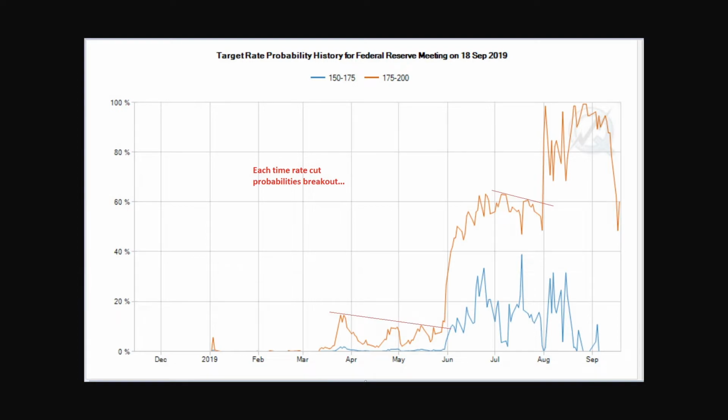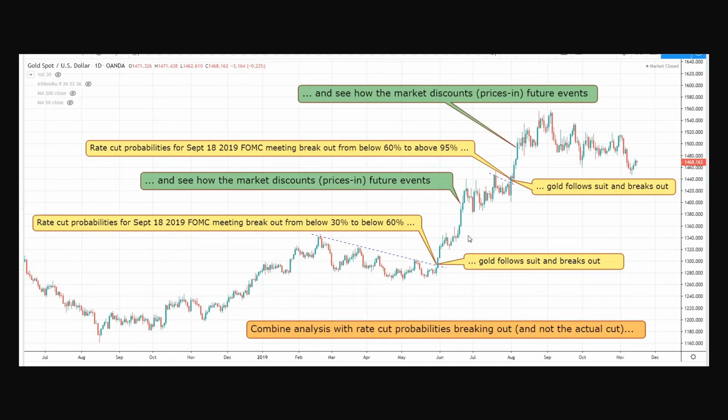Now look at the gold chart right here. Same date, late May, when the rate cut probabilities go from 30 to 60, gold moved instantaneously. It even had the same type of sideways pattern, guys, that we saw in the probabilities. It was going lower and then bam, goes up. Gold moves, starts to price it in. This is the market. You're actually seeing the market discount, pricing in a future event.